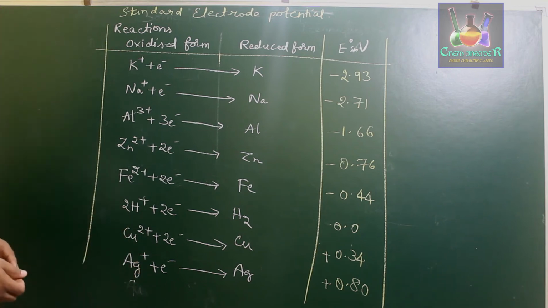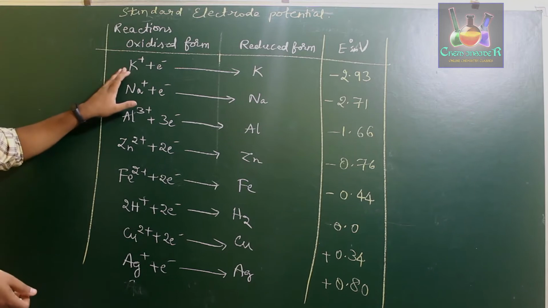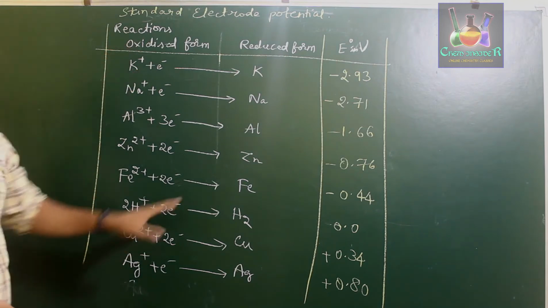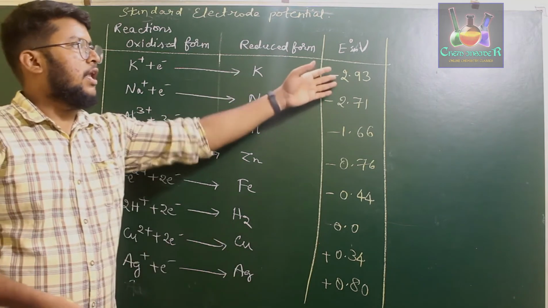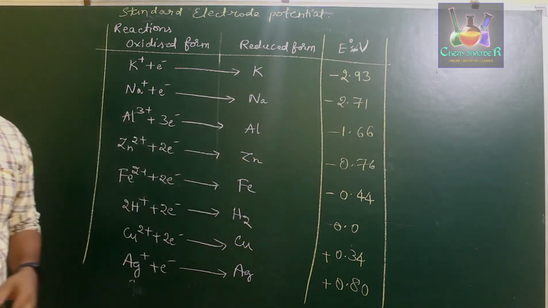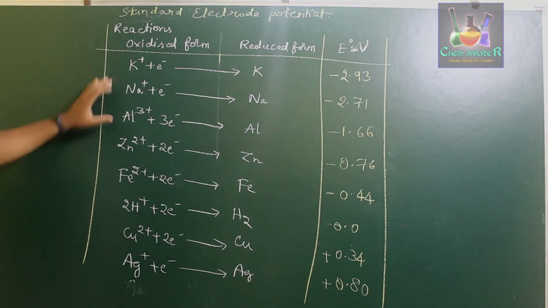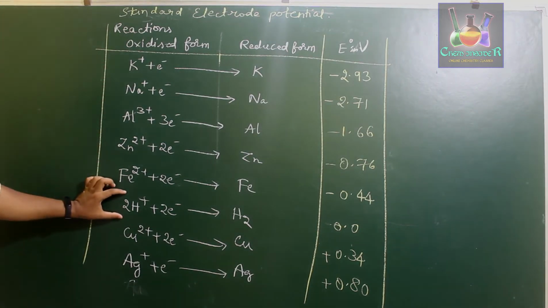Now if you consider here, we have three columns: an oxidized form of a given metal, its reduced form, and the standard electrode potential of those respective metals. We have 0 for hydrogen because it is the reference which we are considering, and we have two particular species.